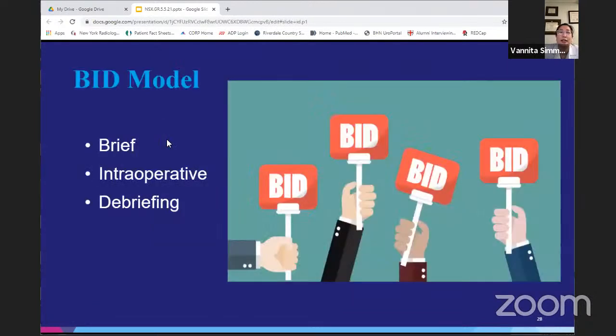In order to help us teach better, there's also the BID model. This is shown to be very effective in teaching in the operating room. I don't know if any of the attendings have heard of this or know about it, but it stands for brief, intraoperative, and debriefing.